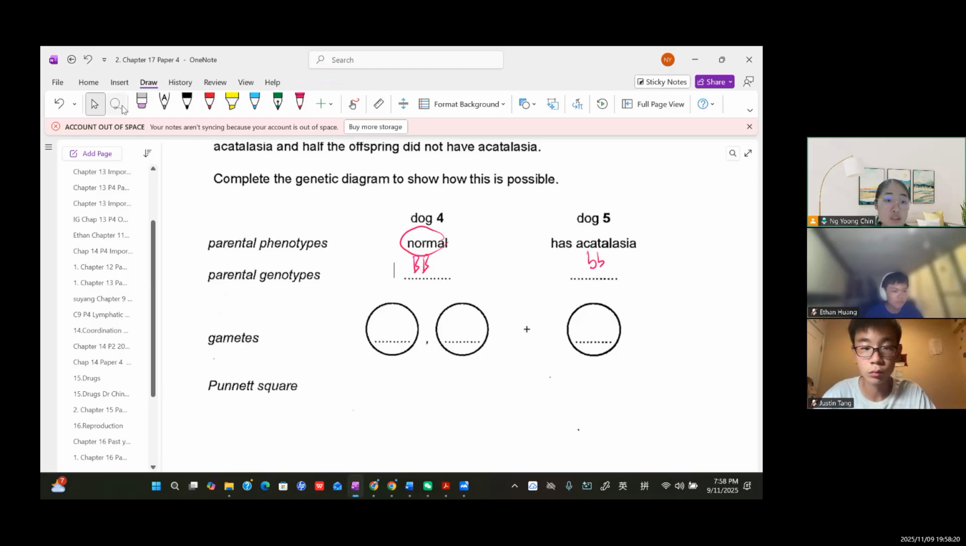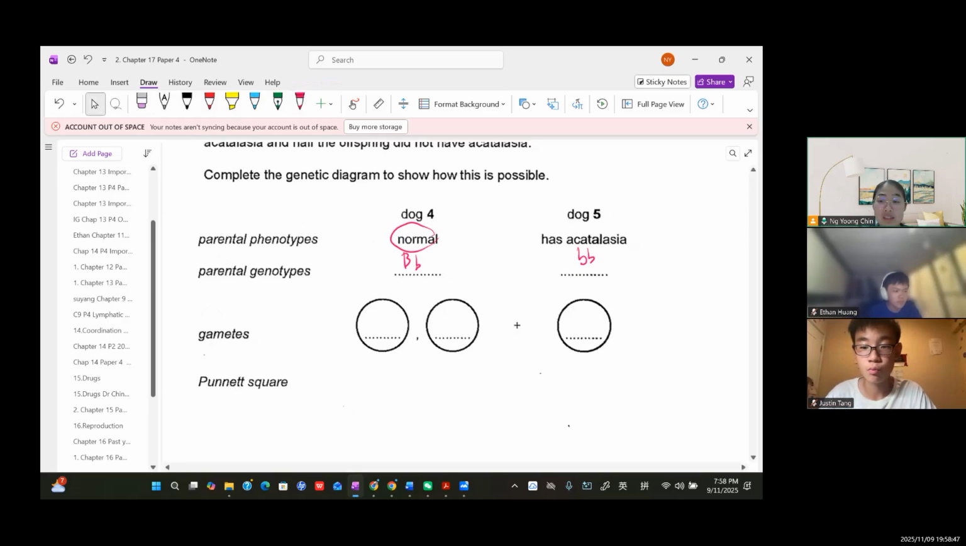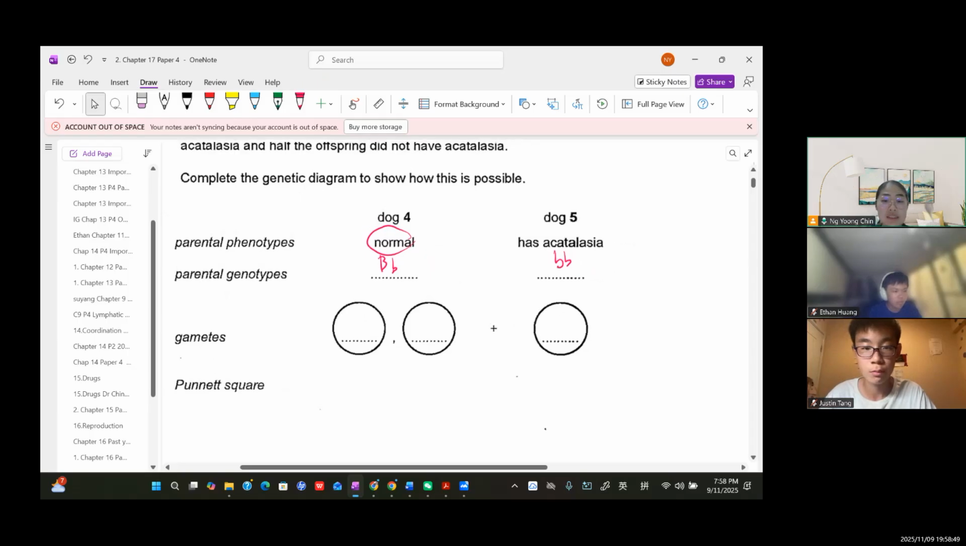So in this way, they're actually showing it is heterozygous, which is one big and another one small. So it's actually a carrier. But these carriers do not express themselves. They just look like normal appearance. Even though they carry the recessive gene for this acatalasia. So this is the gametes, okay? You need to separate the gametes like this, like this, like this.